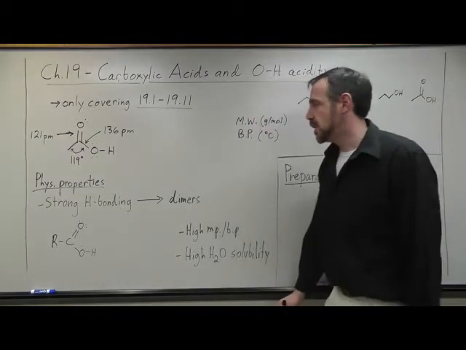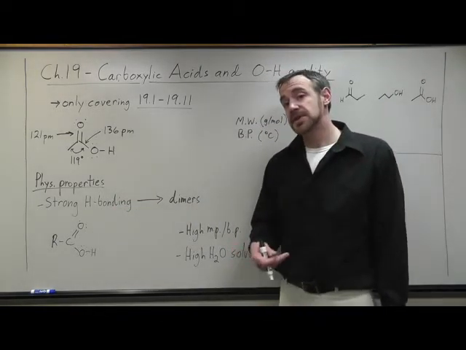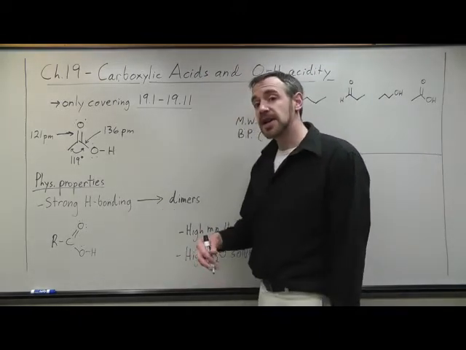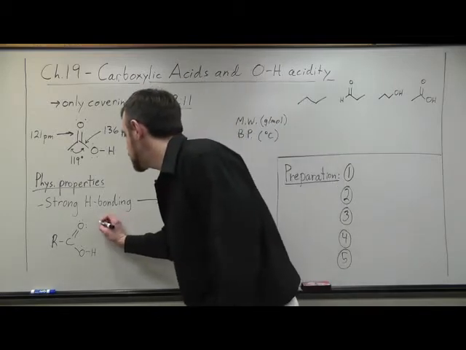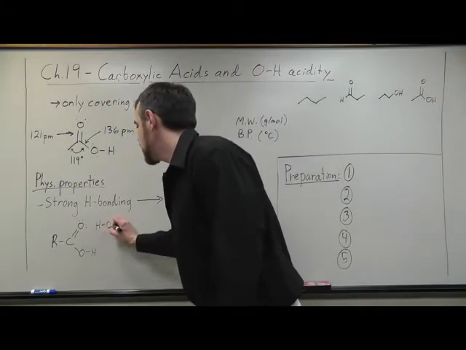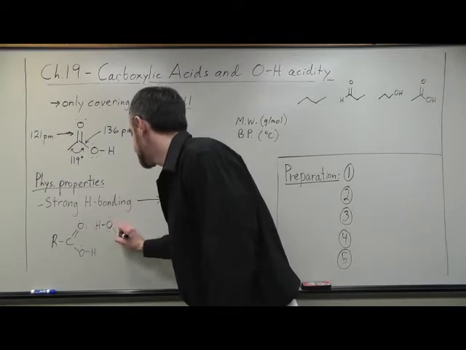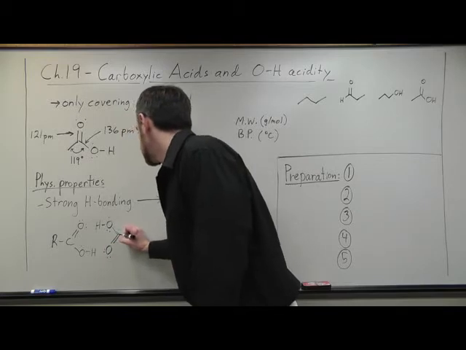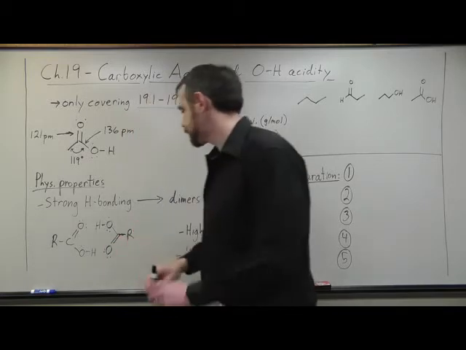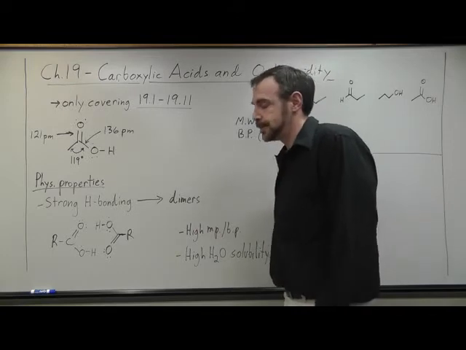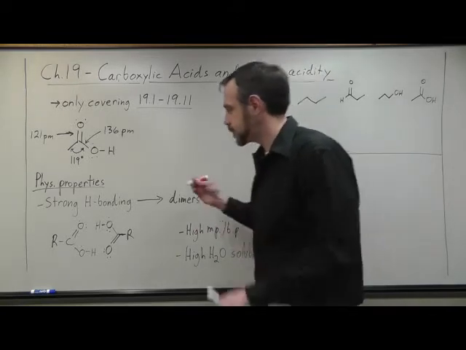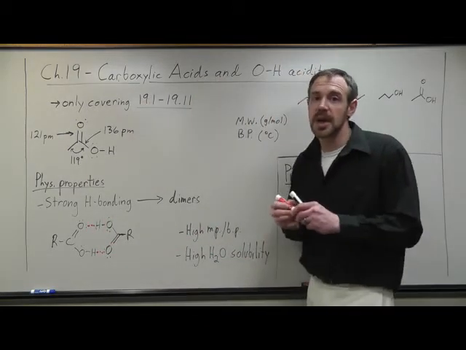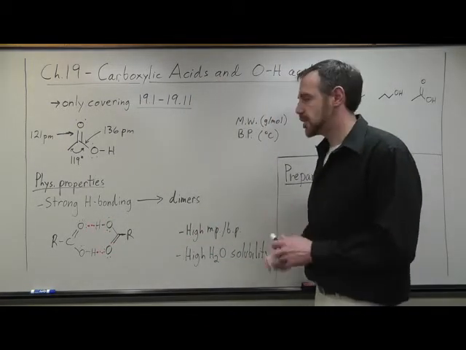Because of the strong hydrogen bonding, usually carboxylic acids exist as dimers. And so a carboxylic acid can line up in a very favorable, stable conformation with another carboxylic acid, and form hydrogen bonds, which I've labeled in red. So this tight structure is very stable.